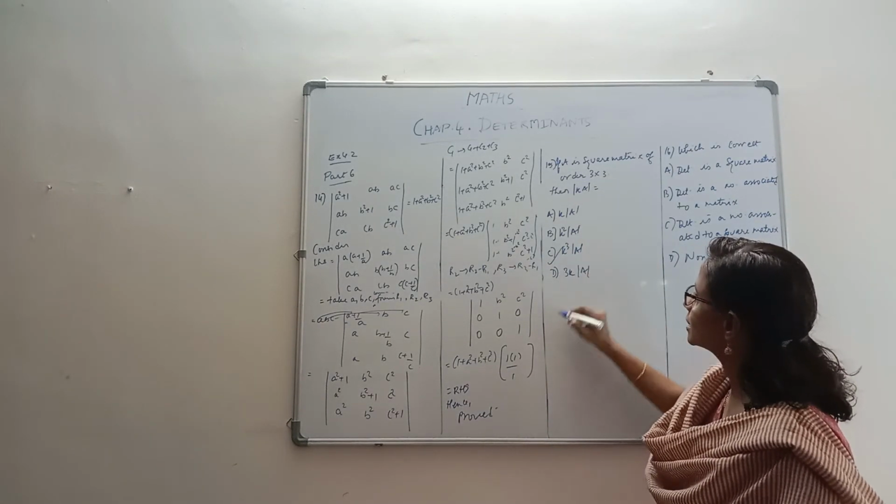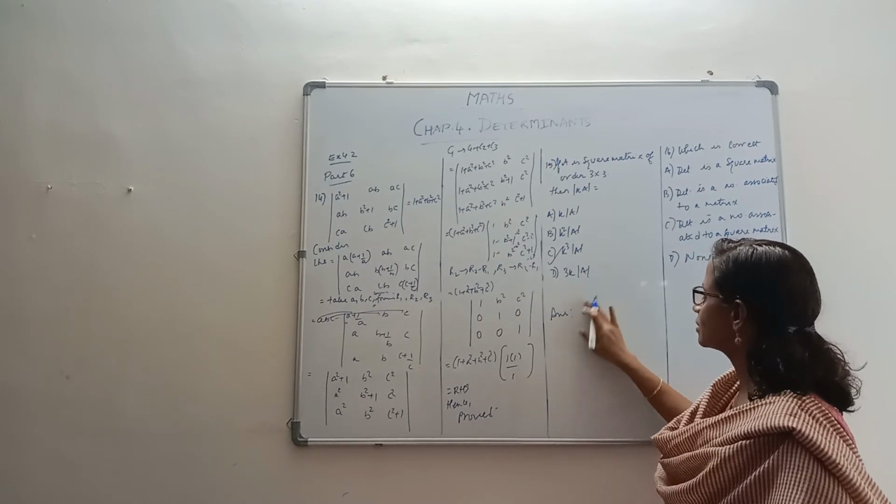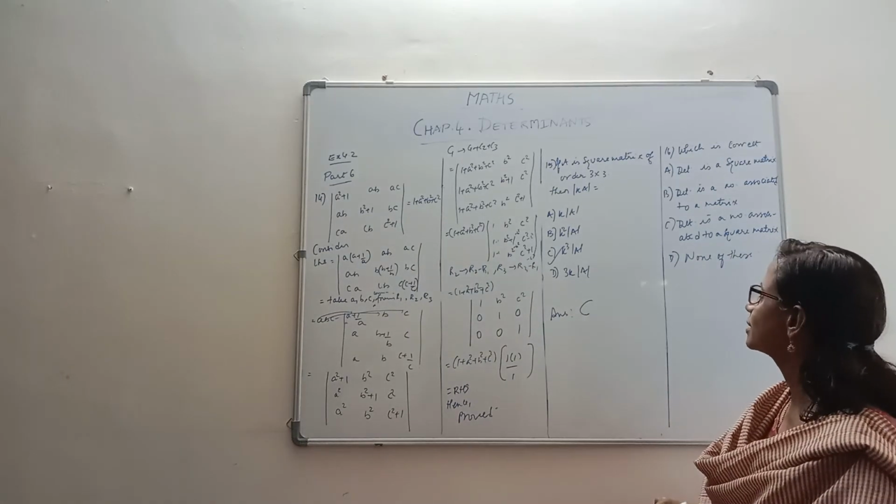So actually the answer is, and why have we got this? We have got this by observation. We have done these problems in exercise 1. So that's how we get it.